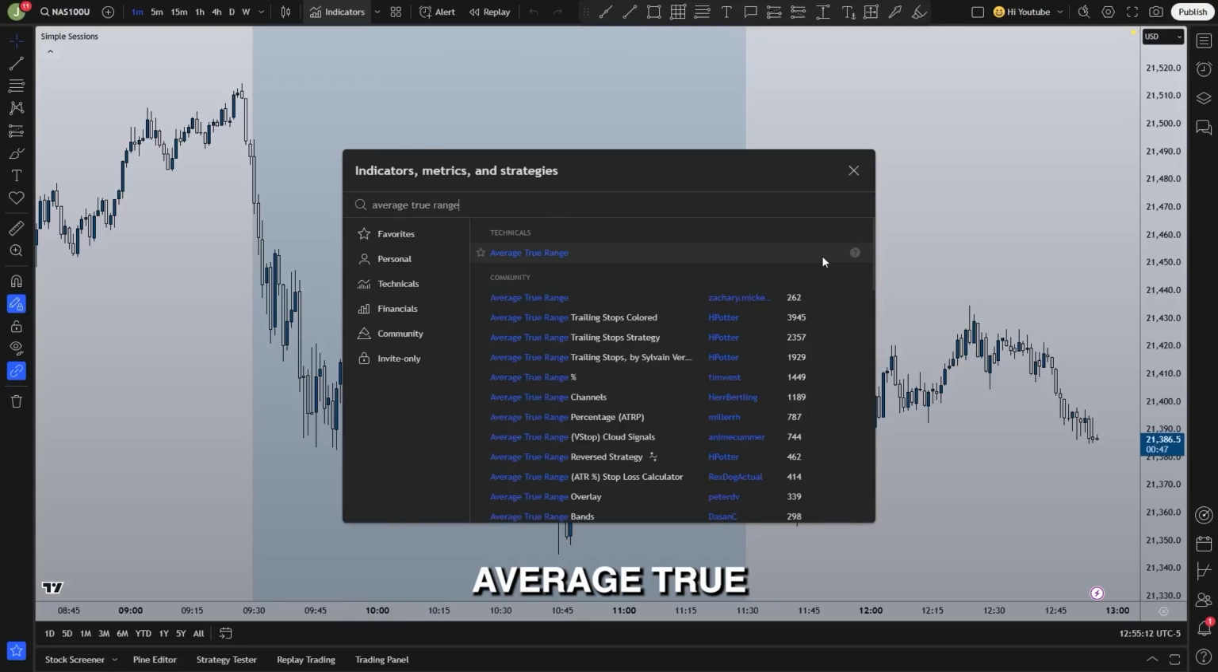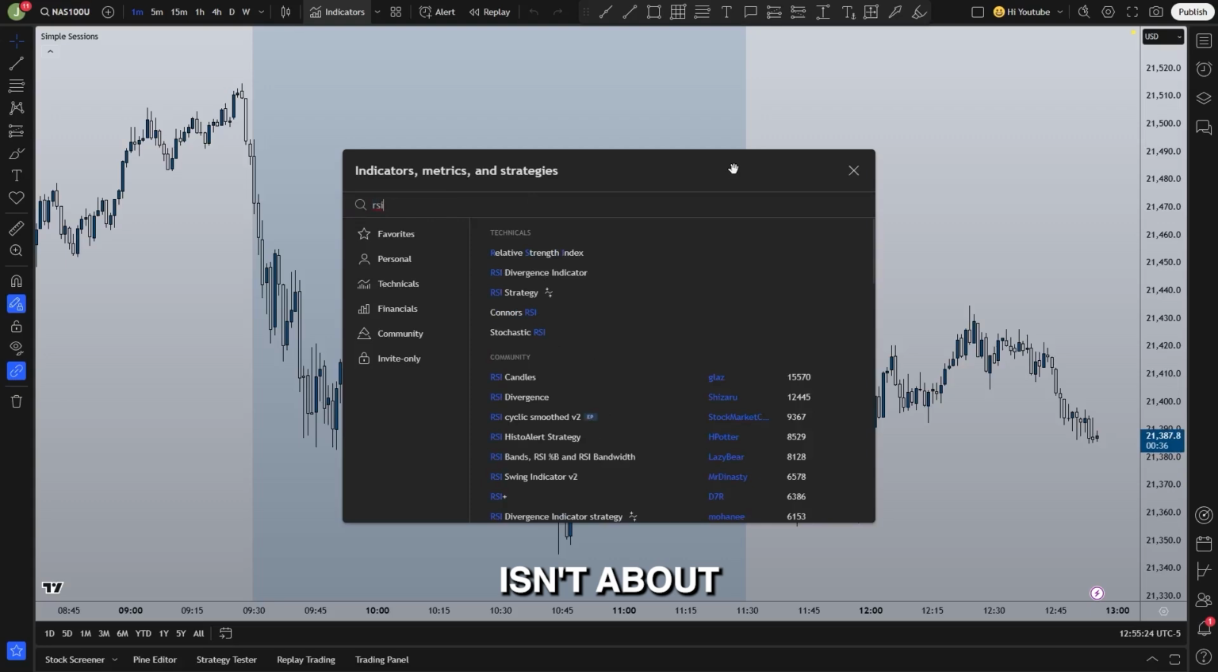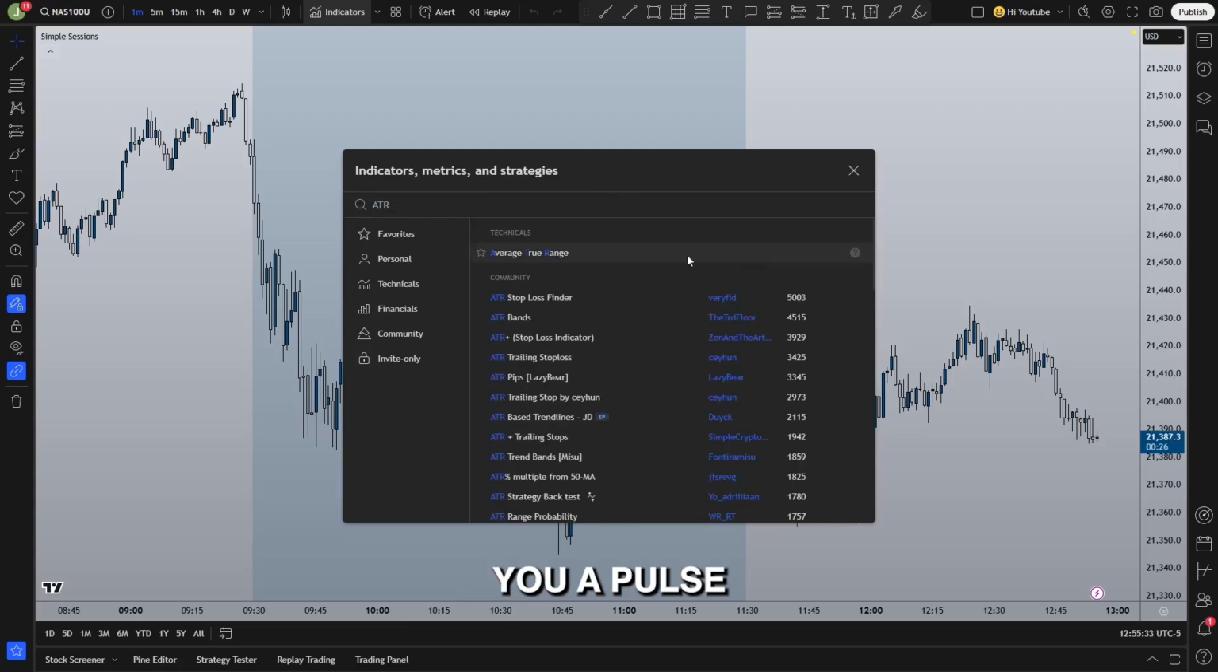Let's talk about average true range, or ATR. Now, before you tune out, average true range isn't as boring as it sounds. I'll admit, it's not as sexy as something like the Mac Daddy or the Rizzy, but the ATR isn't about predicting where the market's going. Instead, it's kind of like having a tool that gives you a pulse on the market's energy.